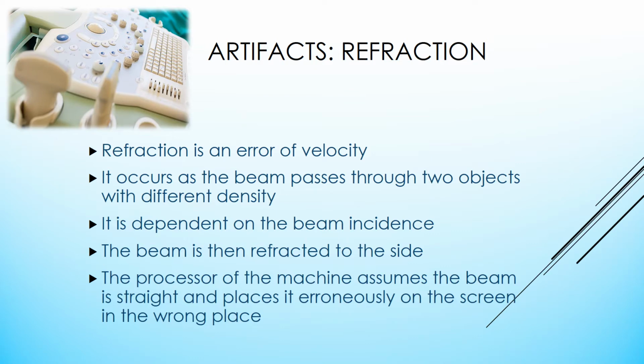Refraction. Refraction is an error of velocity. It occurs as the beam passes through two objects with different density. It is dependent on the beam incidence. The beam is then refracted to the side. The processor of the machine assumes the beam is straight and places it erroneously on the screen in the wrong place. The amount of directional change in the beam is a function of Snell's law.